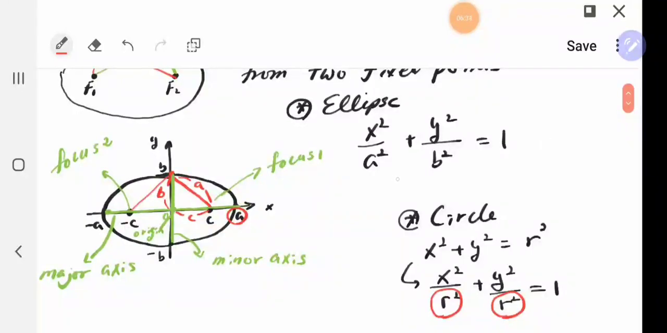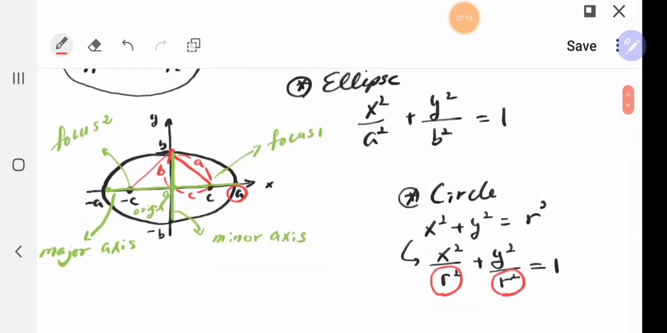So an ellipse has different lengths for the longer side and the shorter side. Always check the denominator of x squared and the denominator of y squared. If the denominator is larger, then that should be the major axis, and the major axis contains focus 1 and focus 2. The foci is the plural of focus. The foci always lie on the longer side, the major axis.